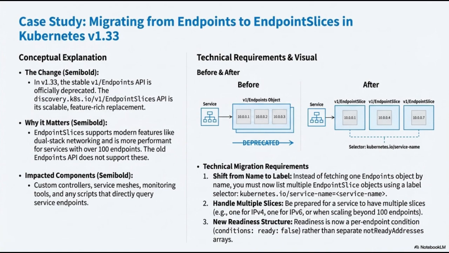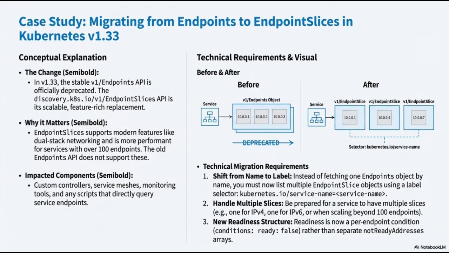Number 1, shift from name to label. Instead of fetching a single object by name, you must now use a label selector, specifically kubernetes.io/servicename, to aggregate all relevant endpoint slice objects. Number 2, handle multiple slices. Your logic must be prepared for a single service to have multiple slices. This is standard for dual-stack networking or for services that scale beyond 100 endpoints.